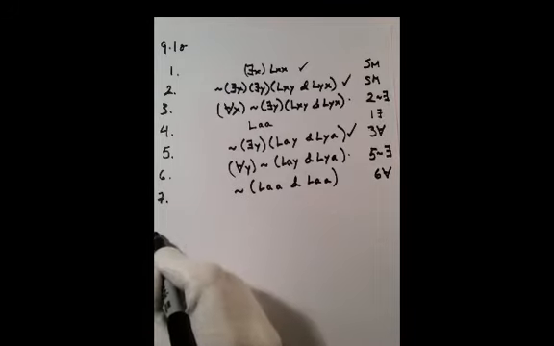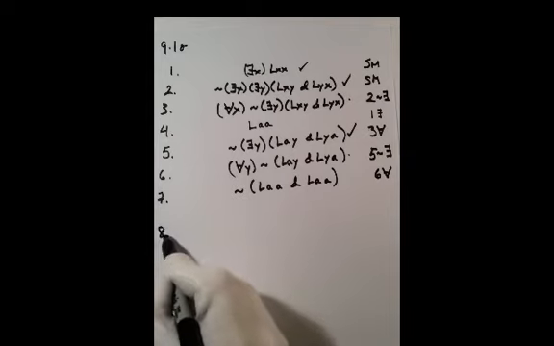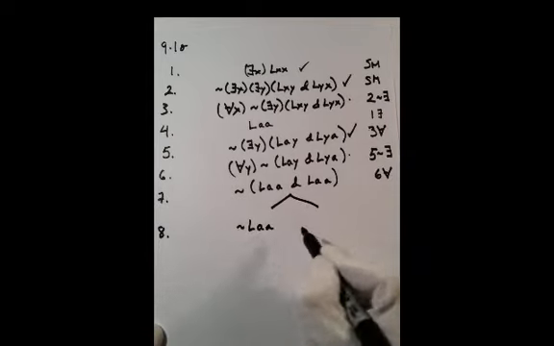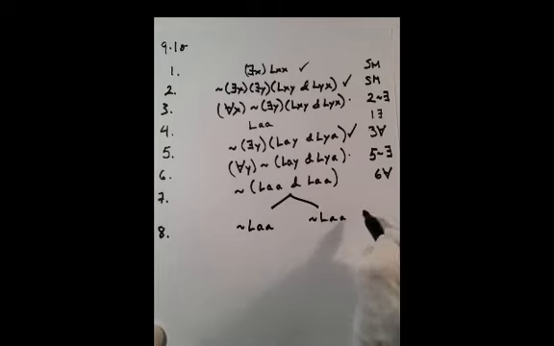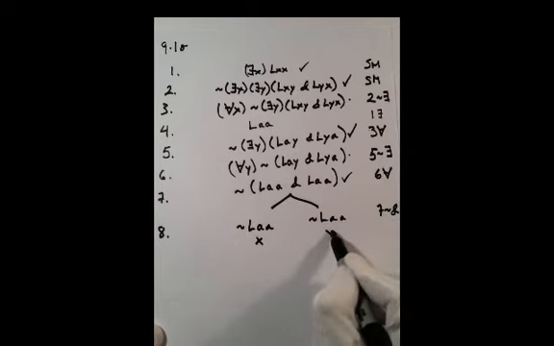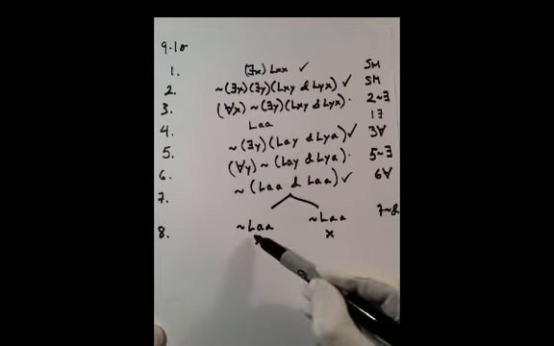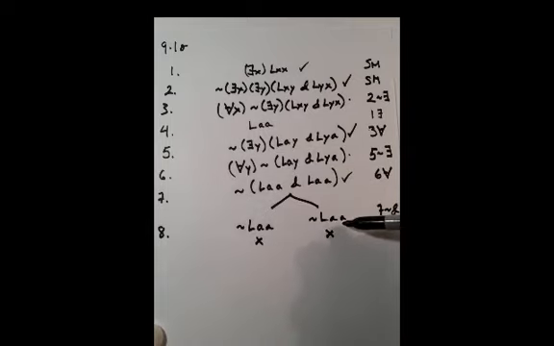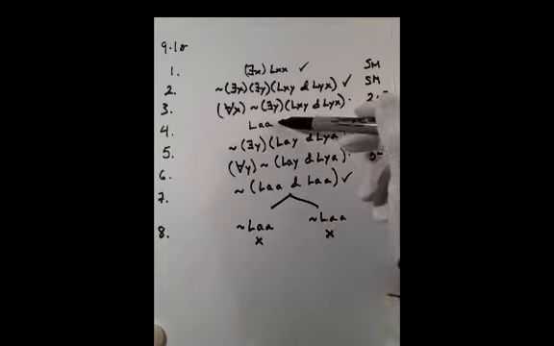And now I just use my negated conjunction rule to branch this out to get not Laa over here, not Laa over there, from 7 by negated conjunction, and both of these branches close. Because on this branch I have not Laa and Laa, and on this branch I have not Laa and Laa.